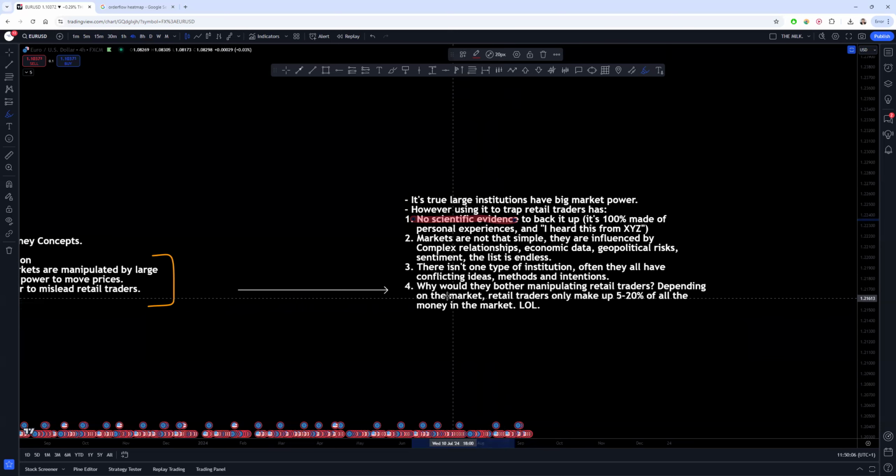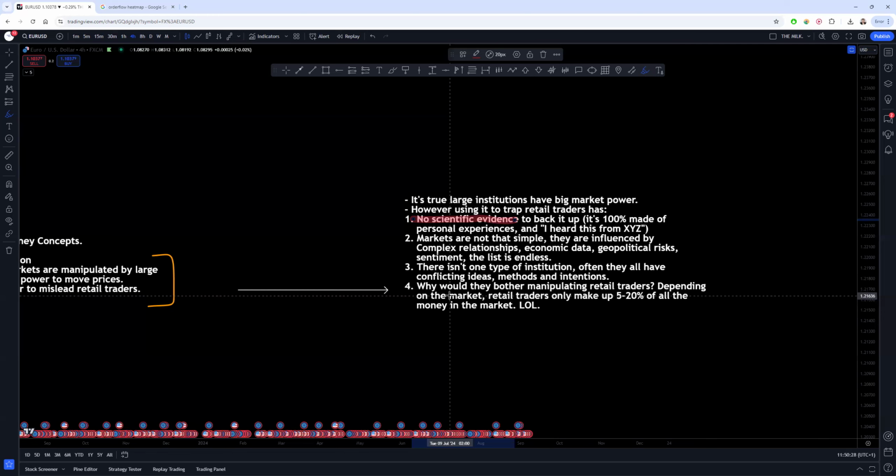Anyway, the final point is, why would they bother manipulating retail traders? Because depending on the market, retail traders make up only 5 to maybe 20% as a max of all the money in the market. So in the FX markets, it's going to be on the lower end of that, probably around 5%. And so why would they bother going after you specifically?